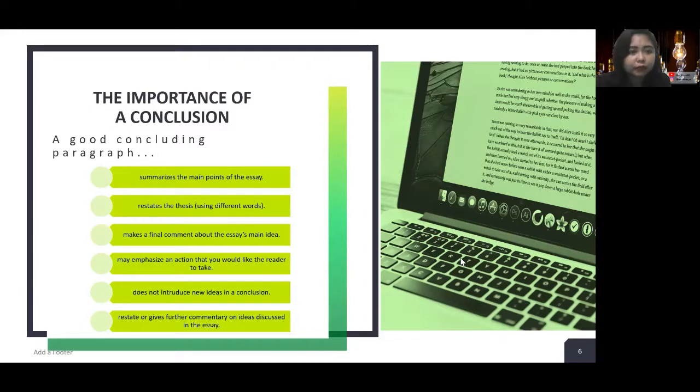And a good concluding paragraph also doesn't introduce new ideas. Please just focus on the previous ideas and conclude them. And the last, a good concluding paragraph restates or gives further commentary on ideas discussed in the essay. That's the importance of writing a conclusion.